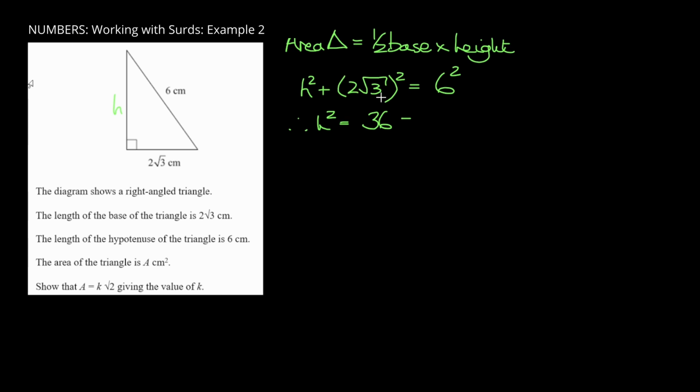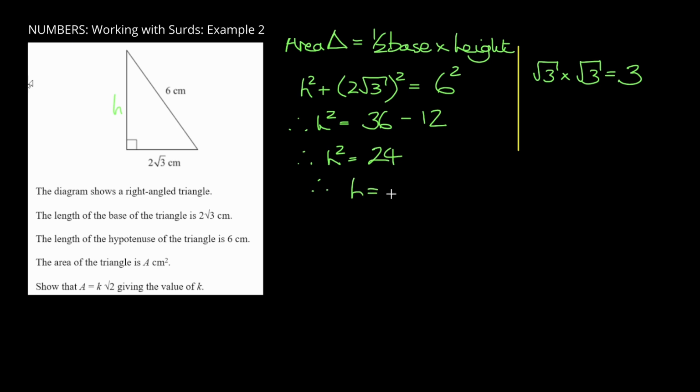Now, when we square a bracket like this, the 2 is going to be squared and the root 3 is going to be squared. Well, remember, root 3 squared is equal to 3. Let's just separate that off as a bit of side work. Okay, so root 3 squared is 3 and 2 squared is 4. 3 times 4 is 12. So therefore, h squared is equal to 36 minus 12, which is 24. And therefore, h equals the square root of 24.